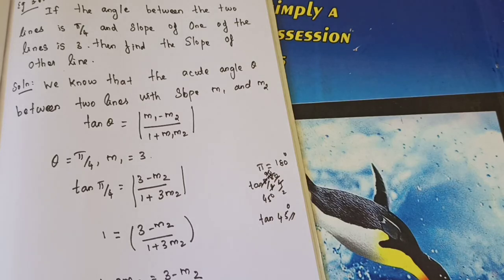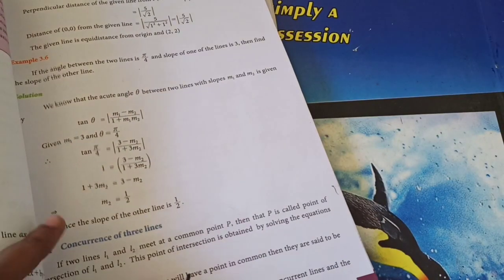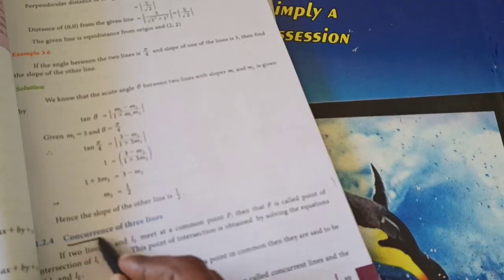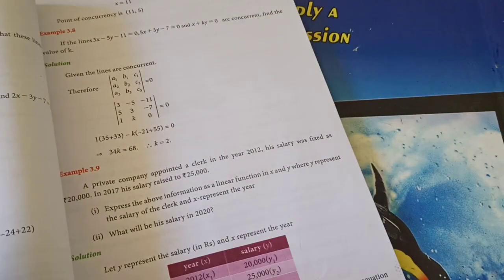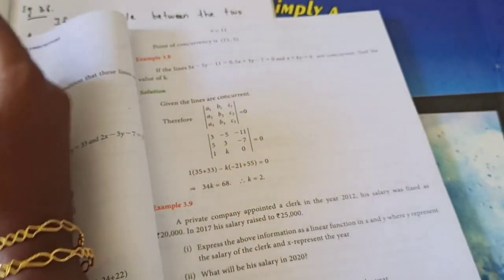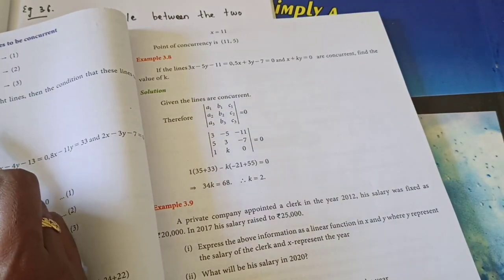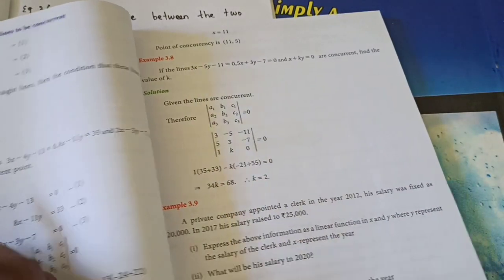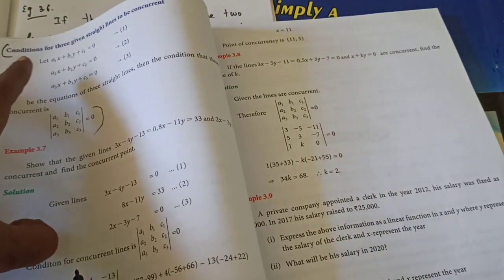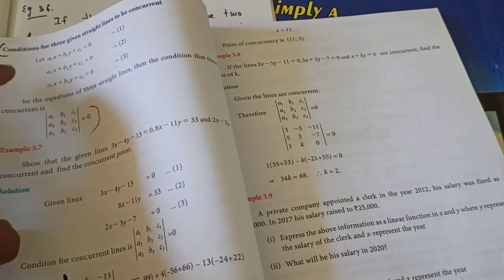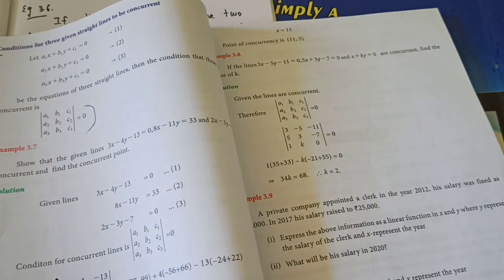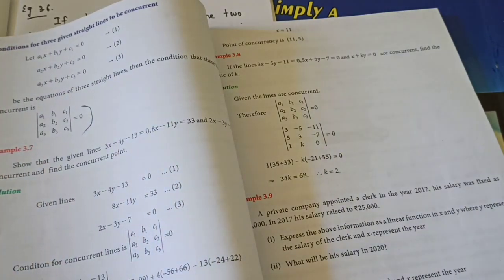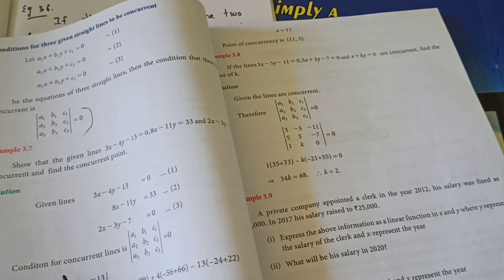Take down your books, all of you. Concurrency of the lines. After completing this example, put the heading: concurrence of 3 lines. Okay. So what you need to take down in your note is the conditions for 3 straight lines to be concurrent. This is a formula. They will give the 3 equations and ask you to find the condition for concurrency. So what will you prove? The determinant of this value is equal to 0. If we prove the determinant of this value is equal to 0, we will say the given lines are concurrent.